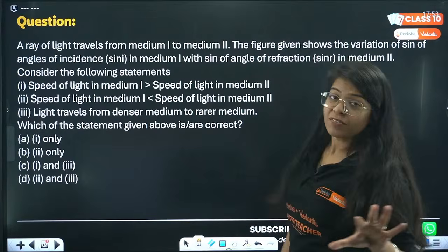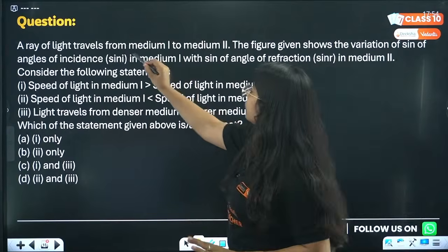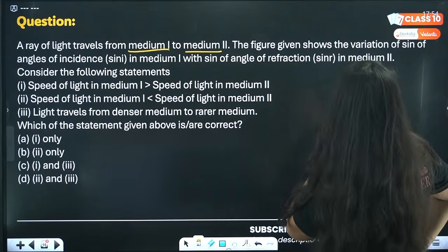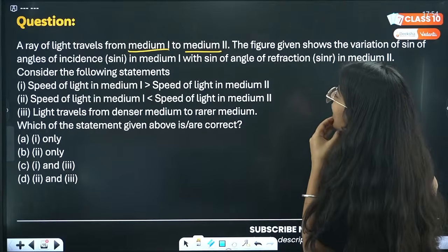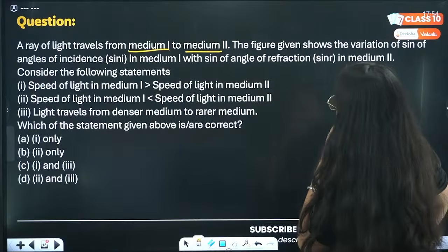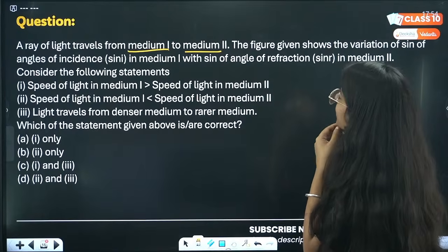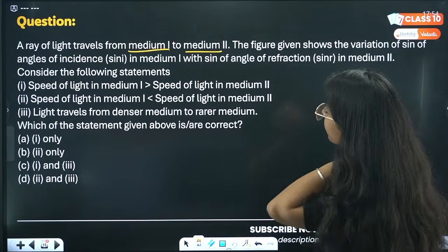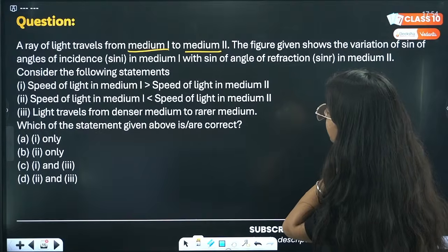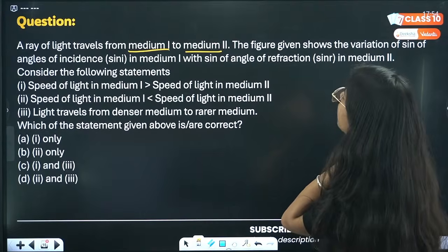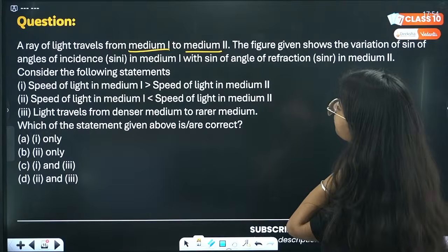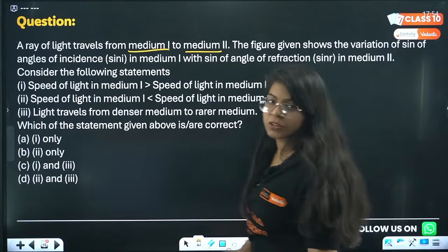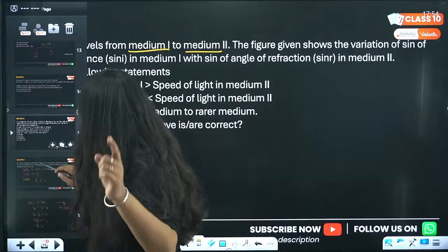Okay, a ray of light travels from medium 1 to medium 2. The figure given shows the variation of sine of angle of incidence in medium 1 with the sine of angle of refraction in medium 2. Consider the following statements. Speed of light greater in medium 1. This question is incomplete. I will find the figure, you come back.